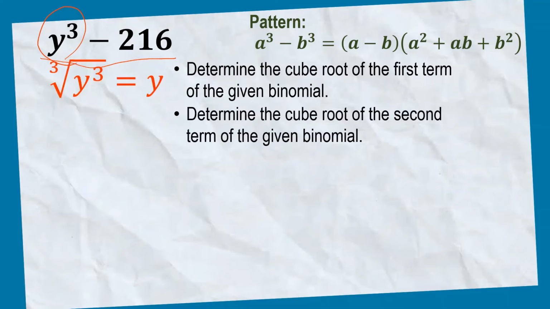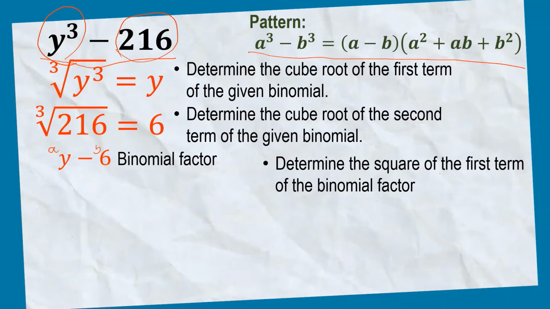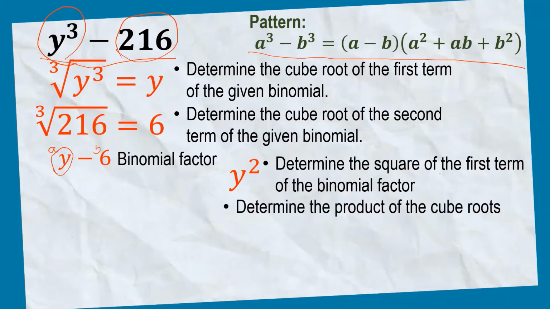Next step, determine the cube root of the second term of the given binomial. Ang ating second term po ay 216. The cube root of 216 is equal to 6. At magkakaroon na po tayo ng binomial factor which is y minus 6. This is our A and this is our B in this pattern. Next, determine the square of the first term of the binomial. So ang ating first term po sa ating binomial factor ay y. So we need to square it, that's y squared.